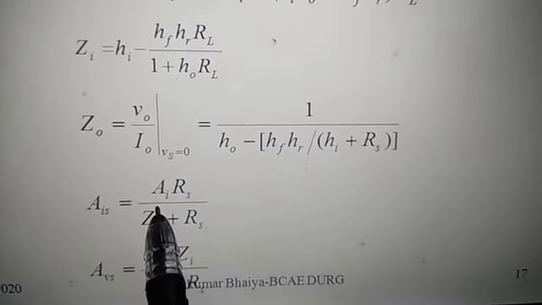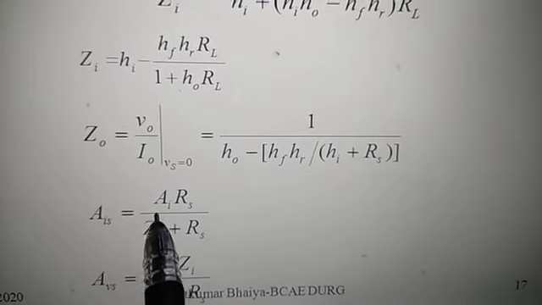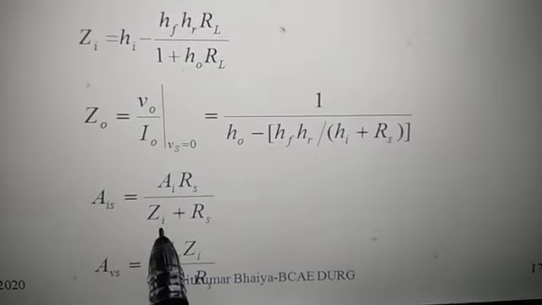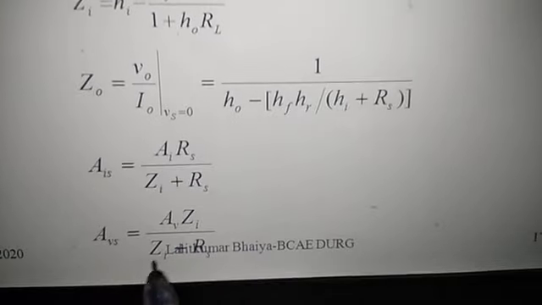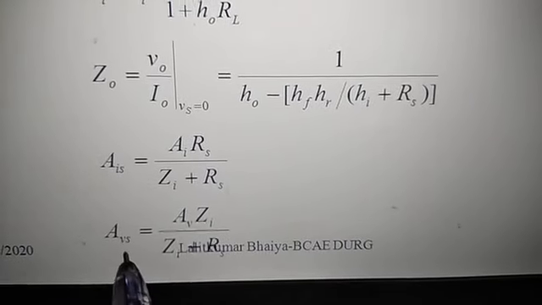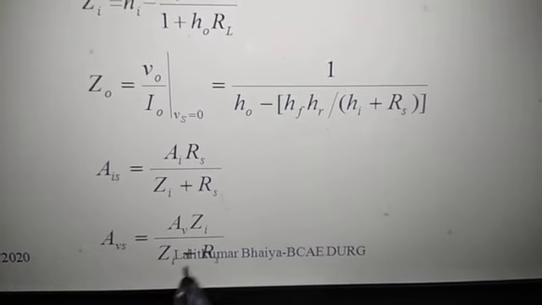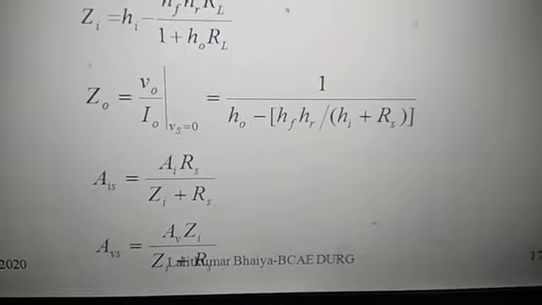AI is the input current gain. ZI is the input impedance. RS is the source resistance. And the voltage gain with source, AVS, is equal to AV into ZI upon ZI plus RS.